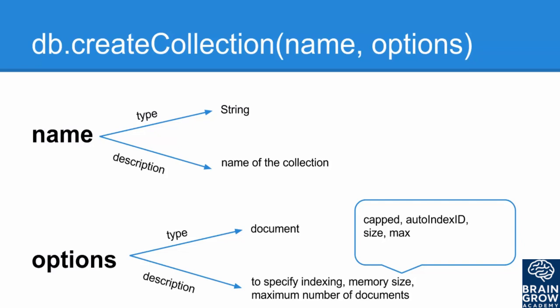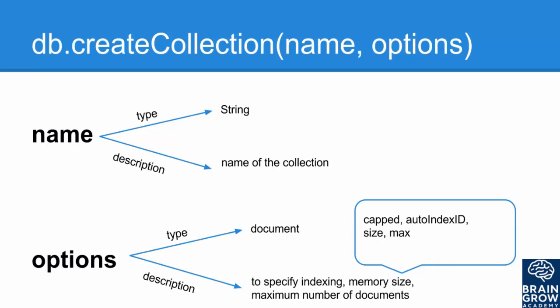The next is autoIndexId. When it is set to true, it will create an index on the field _id. By default, autoIndexId is set to false, so it will not create any index on the _id field unless we specify it to true.